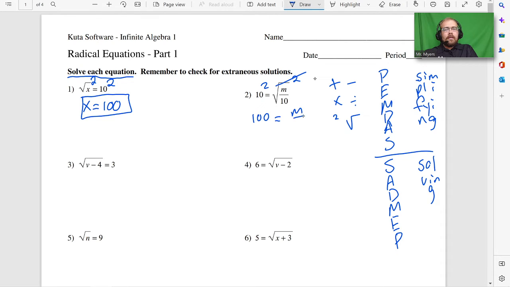So m over 10. Now I'm not done. So this is the first time that that's happened, right? When number 1 was just one step, that was it. Now we have 2 steps. So you know how in PEMDAS, where inside of the parentheses there's another PEMDAS? Well, inside of the parentheses in SADMEP, there's another SADMEP.